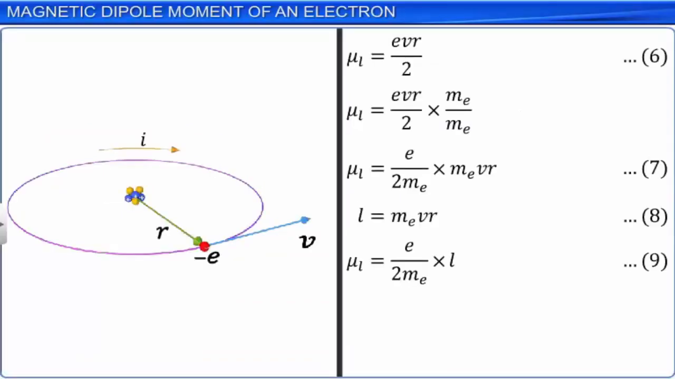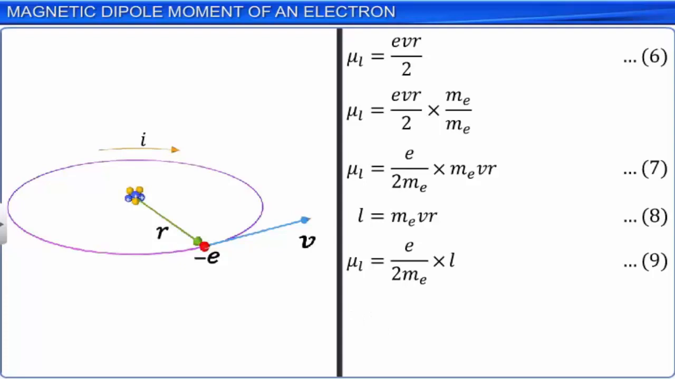In general, the magnetic moment associated with any charged particle having charge Q, mass m, and moving in uniform circular motion is called orbital magnetic moment. It is given by the expression μL = (Q/2m) L, where L is the angular momentum of the charged particle.